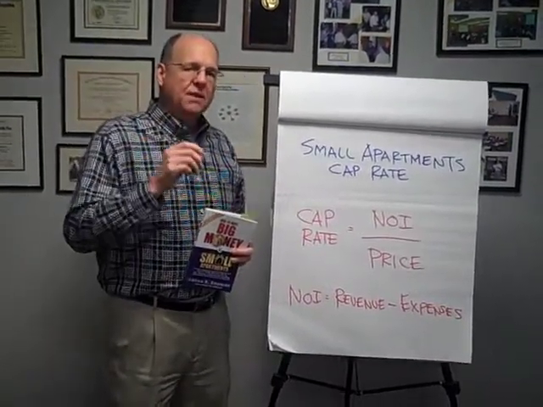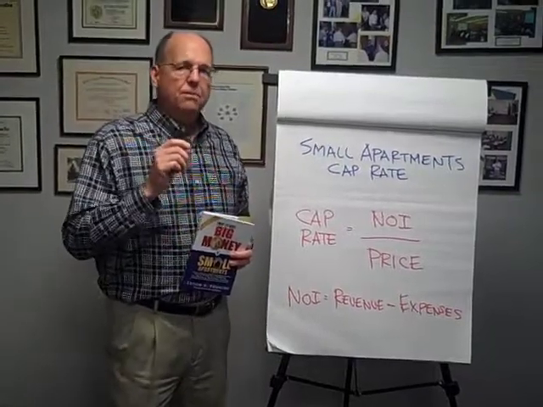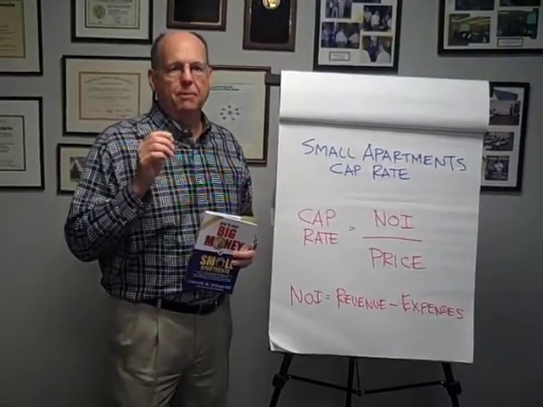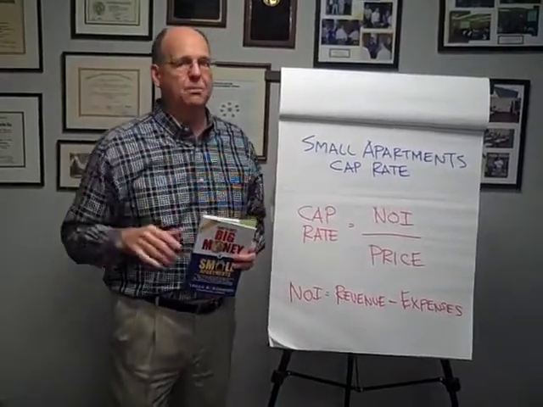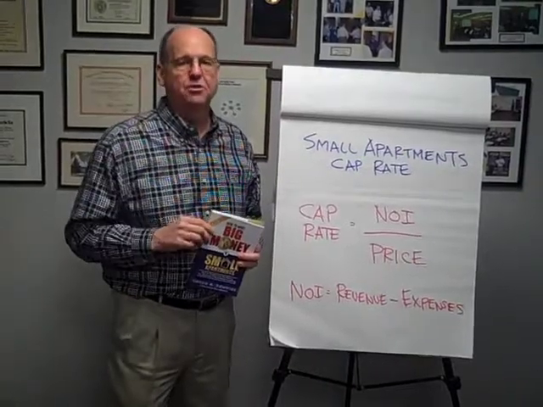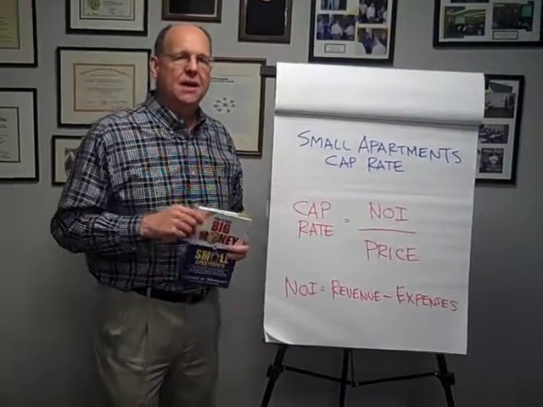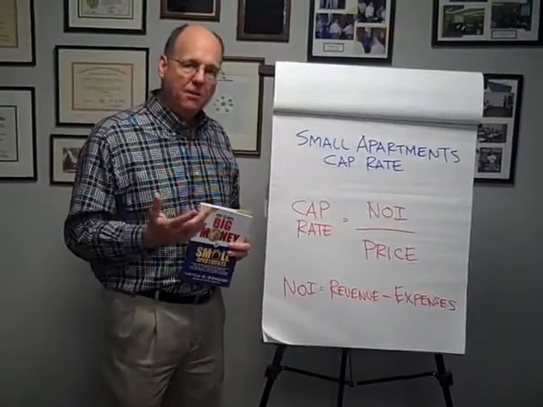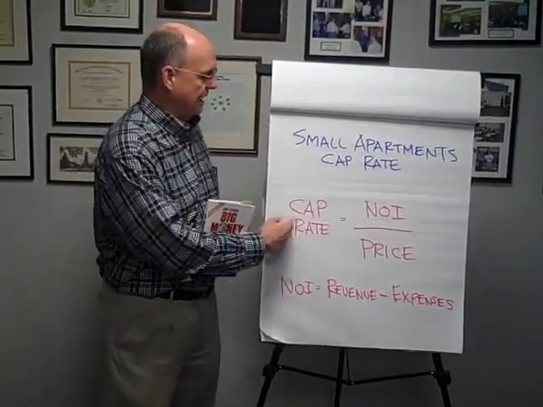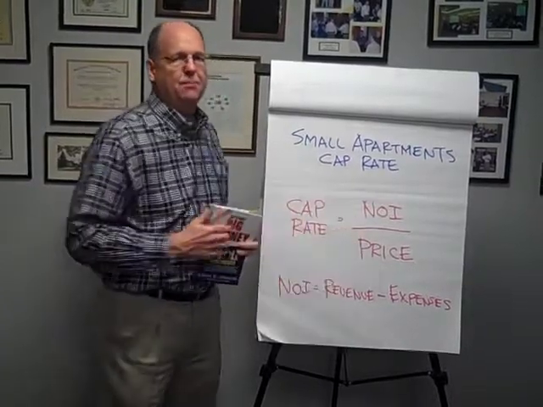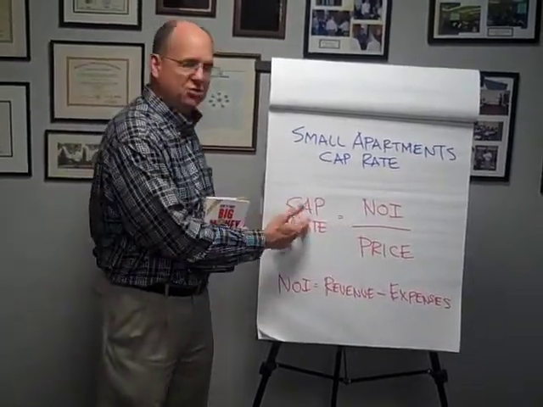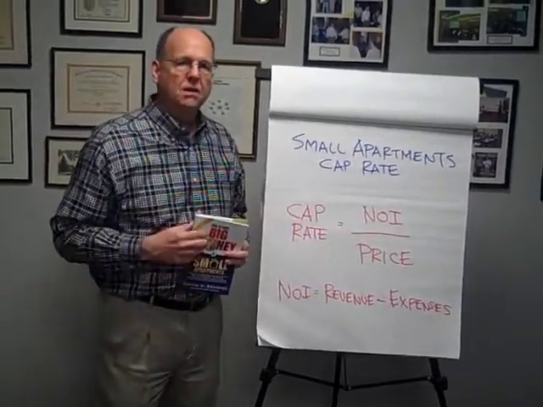But the one variable or ratio we look at in apartment buildings, and frankly all income producing real estate, all commercial income producing real estate, is something called the cap rate or the capitalization rate. And the cap rate formula is very simple. It's simply this: cap rate equals NOI divided by price. And it's measured in percent per year.